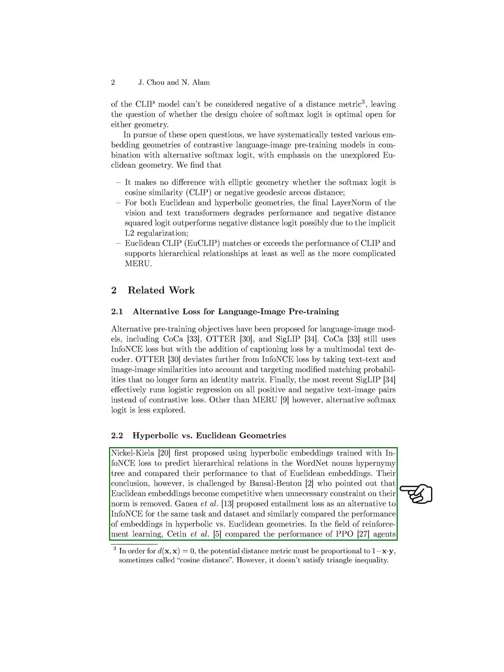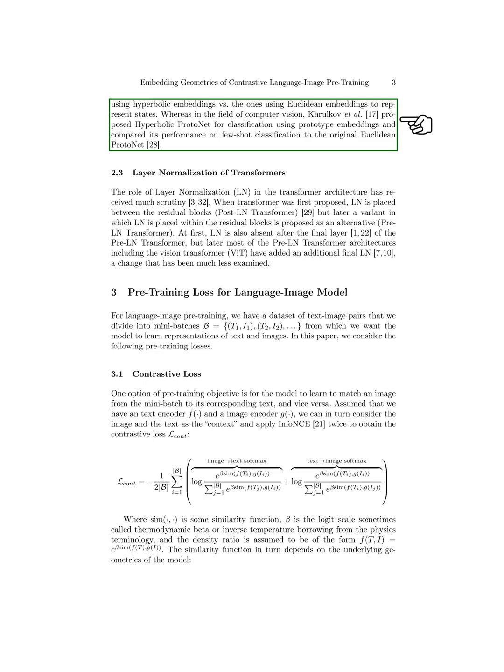Ganea proposed an alternative loss function for similar tasks, and in reinforcement learning, Cetin compared hyperbolic and Euclidean embeddings for state representation. In computer vision, Khrulkov introduced hyperbolic ProtoNet for classification and compared its performance to Euclidean ProtoNet.